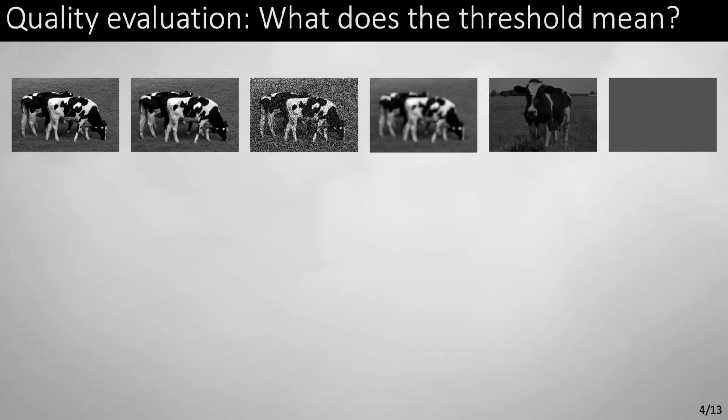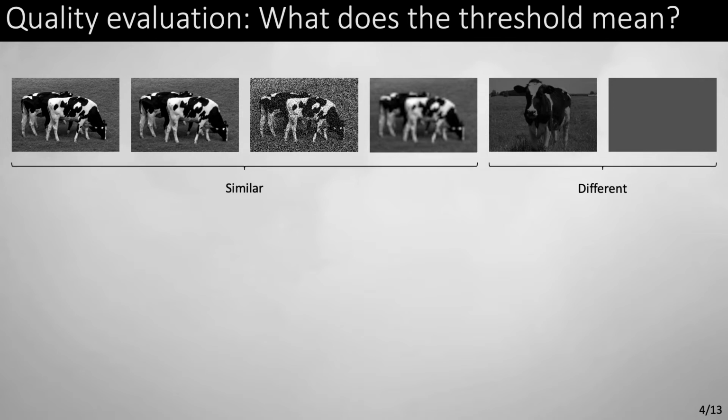But what does, or doesn't, this quality threshold mean? Here, we artificially modified our baseline image in 5 different ways. Since our quality metric would essentially tell how similar two images are, we can easily classify them manually as similar or different. Ideally, our quality threshold would split the set here, where similar images are good enough and lead to efficient approximate computation, and different ones are not good enough and should be discarded.